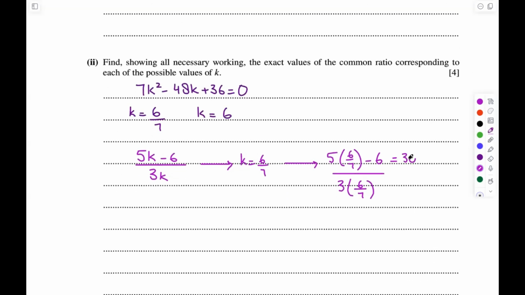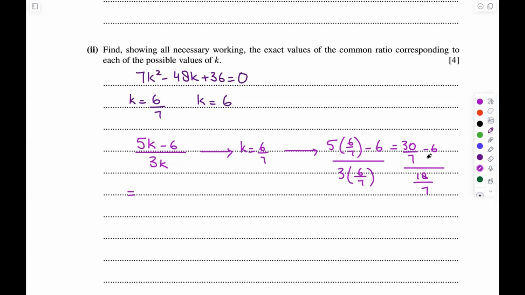So this will become 30 upon 7 minus 6, and this will divide by 3 times 6, which is 18, so that will become 18 upon 7. Taking the LCM in the numerator, this is 1, so this will multiply by 7. So we'll get 30 minus 42 upon 7, and that is dividing by 18 upon 7. When we bring the multiplication sign, the 7 and 7 will cancel out.